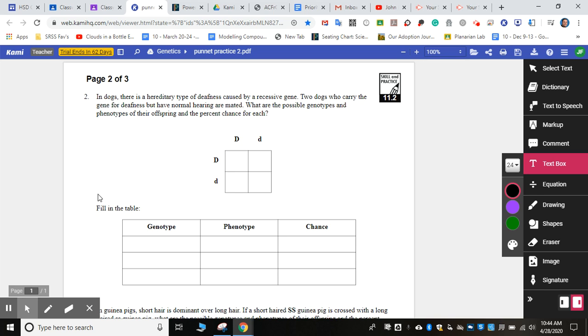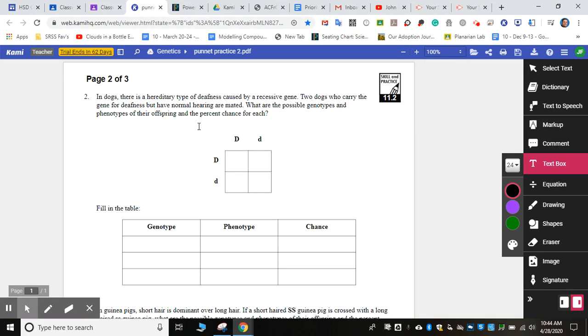Okay, so Punnett practice 2. In dogs, there is a hereditary type of deafness caused by a recessive gene. Two dogs carry the gene for deafness, but have normal hearing, and are mated. What are the possible genotypes and phenotypes of their offspring, and the percentage chance for each?